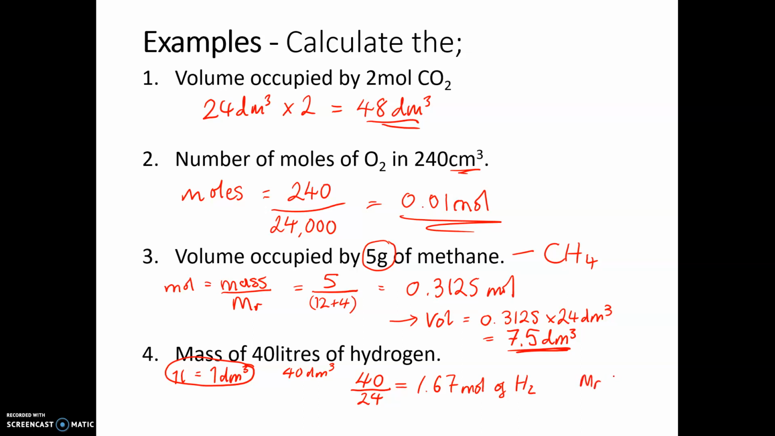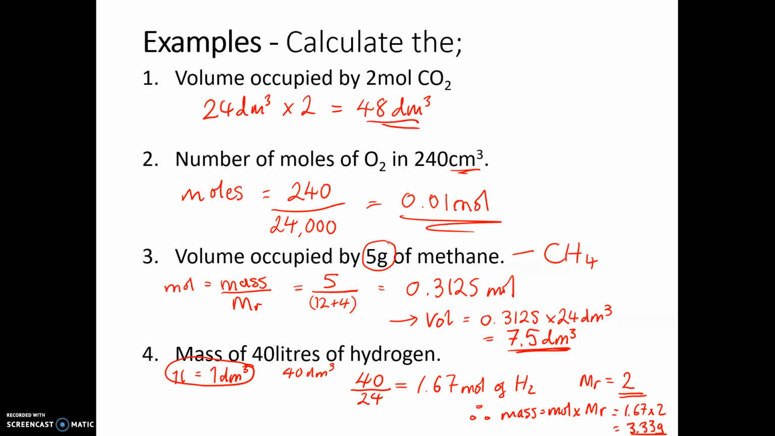The Mr of H2 is just going to be 2, and therefore the mass equals moles times Mr, so that's going to be 1.67 times 2, which is going to be 3.33 grams.